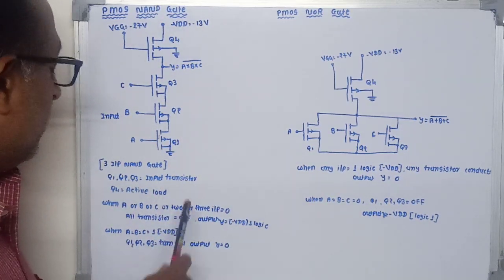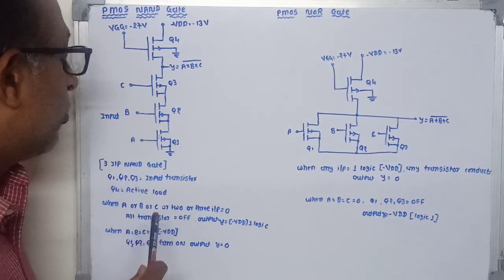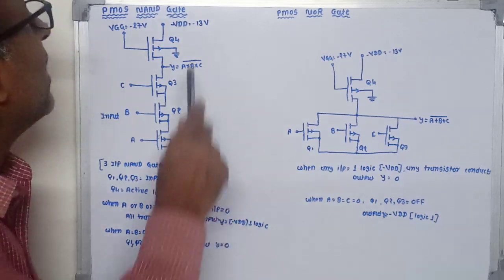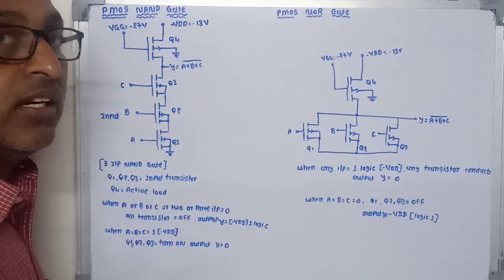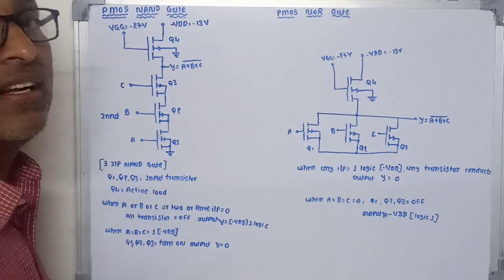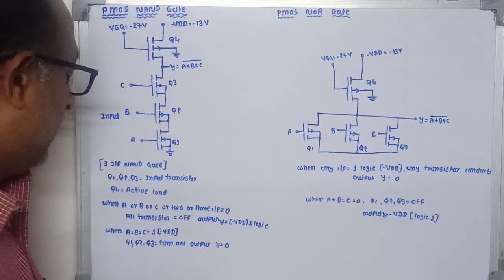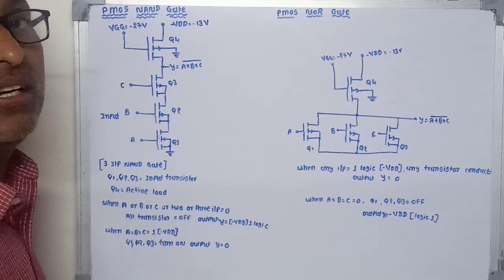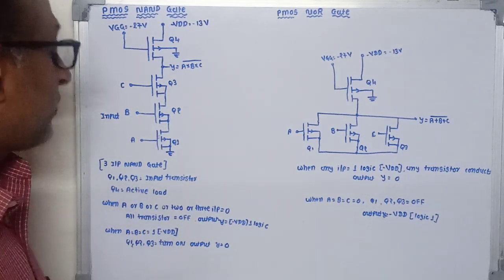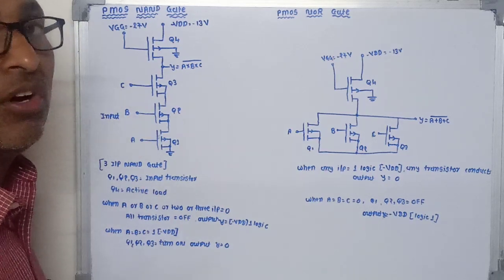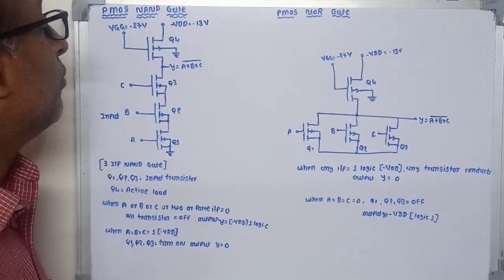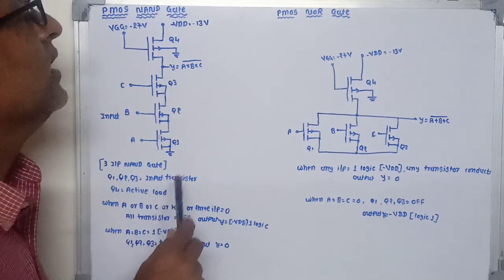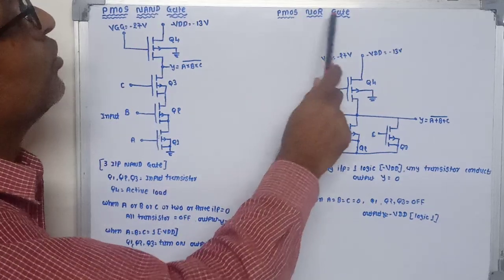Now when A, B and C, all 3 inputs, are connected to the minus VDD voltage, that means it is connected at high level or at logic 1. At that time Q1, Q2 and Q3 transistors are turned on. So as a result our output Y becomes 0. So this is the circuit. It is very simple. Now let us see the PMOS NOR gate.